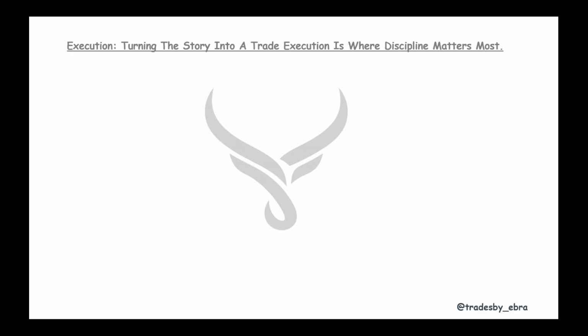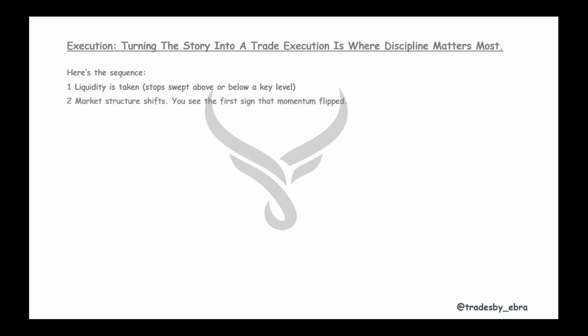The narrative is a story you're building from the high time frame. If the market is here, it's going to do this, then this. Why do you think it's going to do that? You're building all that. Now here's the sequence. Liquidity is taken, stops swept above or below a key level. Market structure shifts. You see the first sign that momentum flipped after getting a run of liquidity and a swing low. For example, when you are bearish, we get a market structure shift.